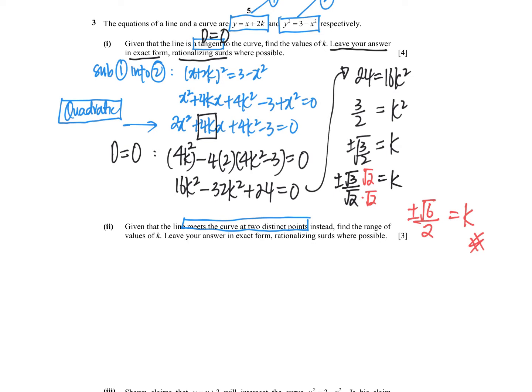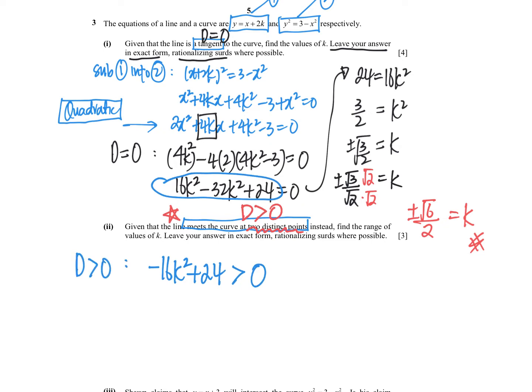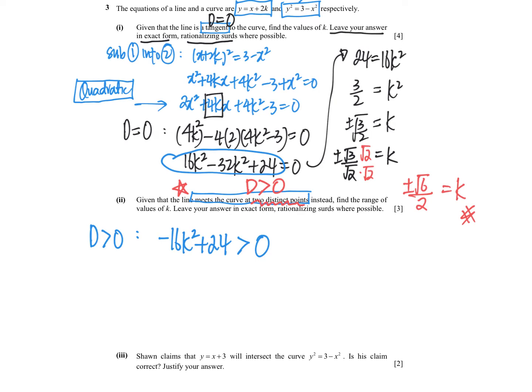Okay, second part. Ready or not? Okay, they say, what if the line meets the curve at two distinct points? So you know discriminant is greater than 0. Don't need to go and substitute again. What you know from here is that minus 16k squared plus 24 is greater than 0. So this is what you know. But when it's an inequality, remember you cannot solve it like it's an equal sign. What you need to do here is you can do this.